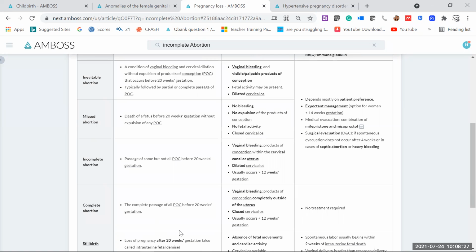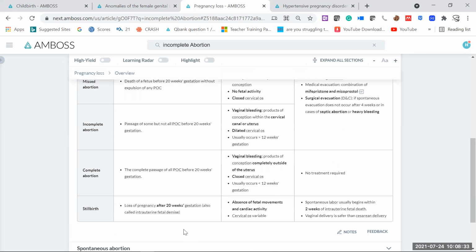For complete abortion, of course, everything is expelled out, os is closed by now, and the pregnancy should be below 20 weeks. These are almost the same terms. But here you will see closed cervical os, because whatever is there is expelled out, and now the os is closed by itself. Stillbirth: loss of pregnancy after 20 weeks gestation, also called intrauterine fetal demise.